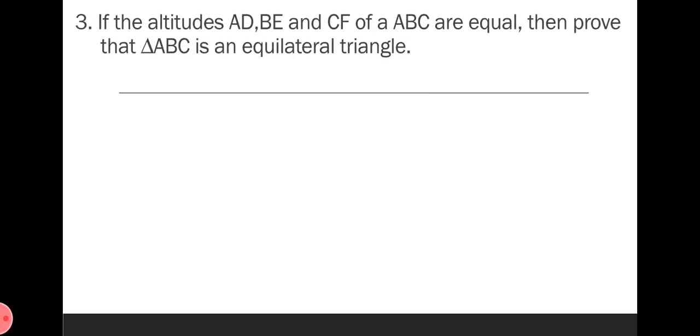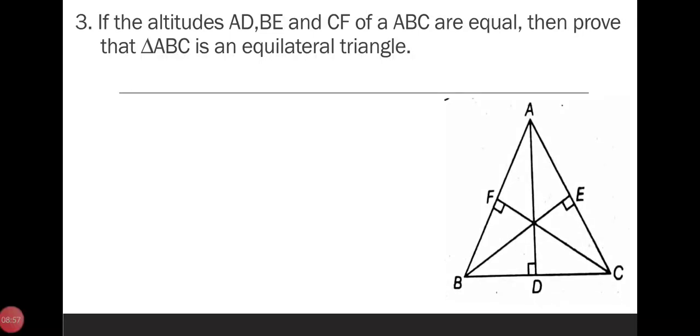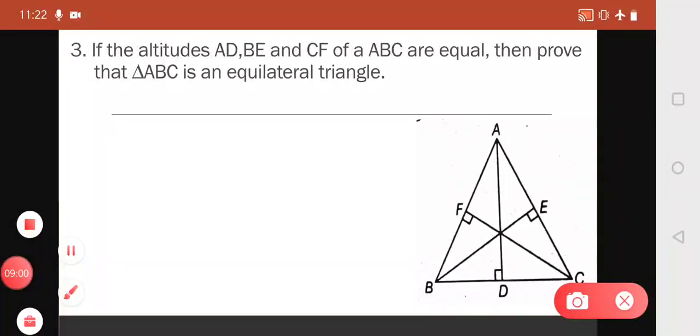Example number 3. If the altitudes AD, BE and CF of a triangle ABC are equal, then prove that triangle ABC is an equilateral triangle. Yes, let's see the figure. In the figure, it is given that the three altitudes, that is AD, BE and CF, from the three vertices are equal. And we have to prove that the given triangle ABC is an equilateral triangle. Equilateral triangle means all the three sides should be equal. That is, we have to prove AB equal to BC equal to CA.